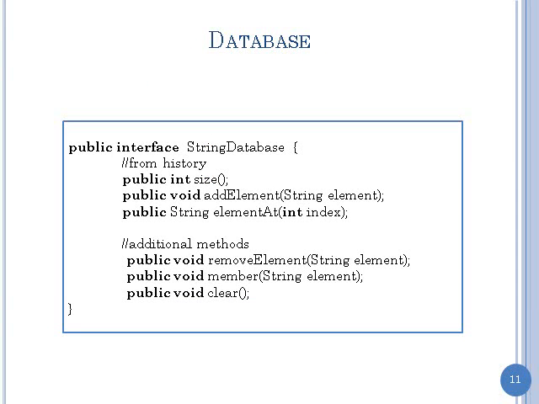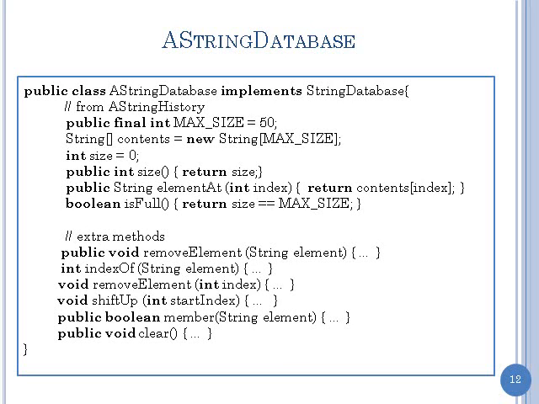So here's my string database, and let's see which way we went. We have all the things we had from history, and we have some additional methods. And indeed, remove element takes a string argument, member, string element, clear. That's my interface. So I've become a designer. And for my string database implementation, I'm not going to give you the whole implementation because it's a little long. This kind of manipulation, arrays, etc., is something you really should have done in your previous class. And even if you haven't, your first 2 or 3 assignments have given you enough practice with it. But we'll just go through it.